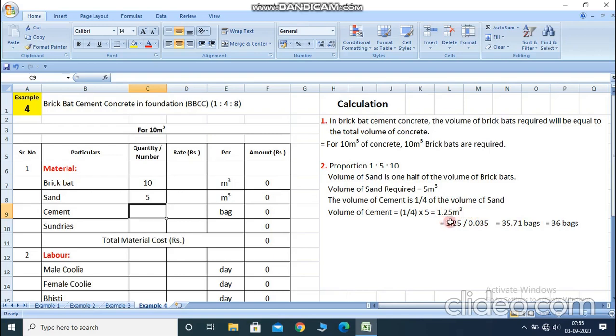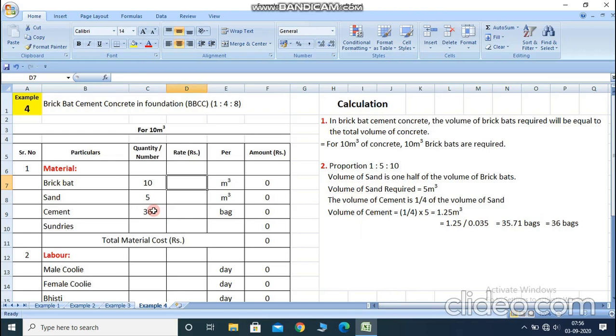But here we are finding out the cement in number of bags. So 1.25 we got as the answer in meter cube. But we divide by 0.035, which is the volume of one bag of cement. So 1.25 divided by 0.035 gives 35.71 bags, and the final value is 36 bags of cement required. So right here, 36 bags are required.